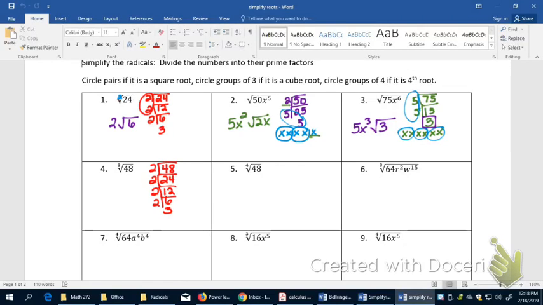Okay? Alright. So this time, instead of circling 2 things, I'm going to circle 3 things. Alright, so I have 3 2's here. So I'm going to circle all 3 of the 2's. And then 2 and 3 are separate. Okay, so what do you think the answer is? 2, because that's the only thing circled. Cube root, you leave your little 3 in the root. And whatever's left over, 2 times 3, 6.